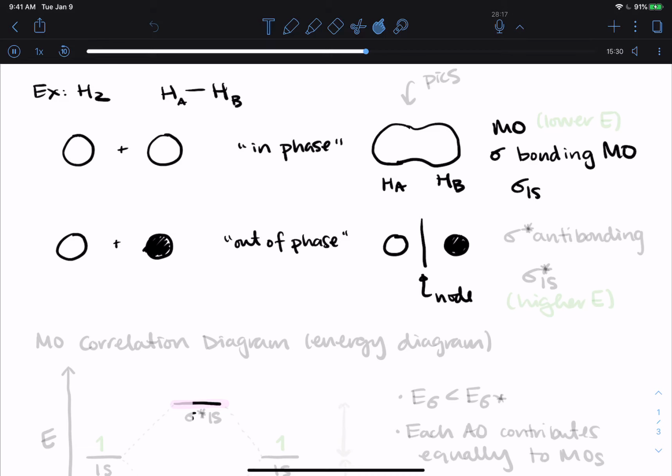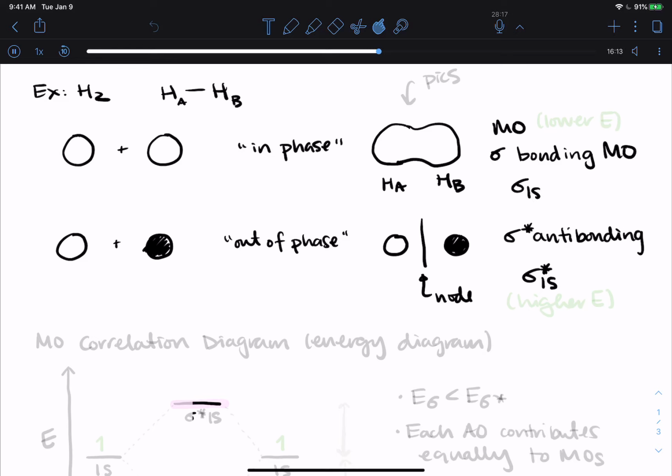It is the sigma interaction still, but it's the anti-bonding. And you can kind of get that from this picture, right? It's got a node where the bond would be. So we don't have electrons showing up here because the way that these are arranged, the probability of finding them there is 0. And the way that we designate anti-bonding is with a superscript star. So this is a sigma star 1s.